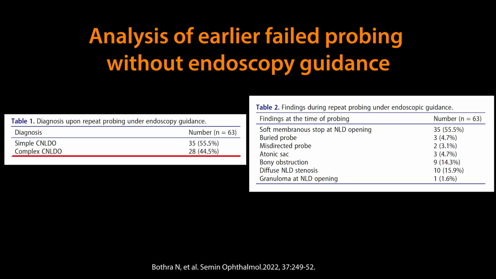Of the 28 cases of complex congenital nasolacrimal duct obstruction, 12 cases had bony obstruction and severe atonic sac requiring dacryocystorhinostomy surgery. The remaining cases were treated with probing with or without Monoka-Crawford stent or balloon dacryoplasty under direct visualization using endoscopy with good outcomes.